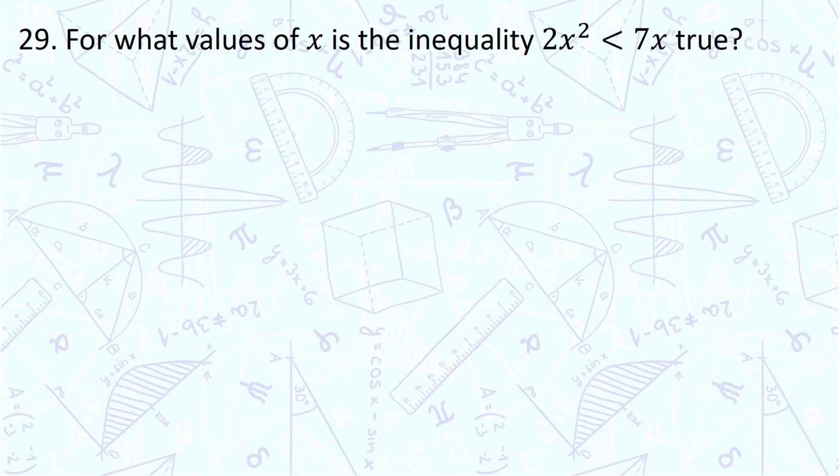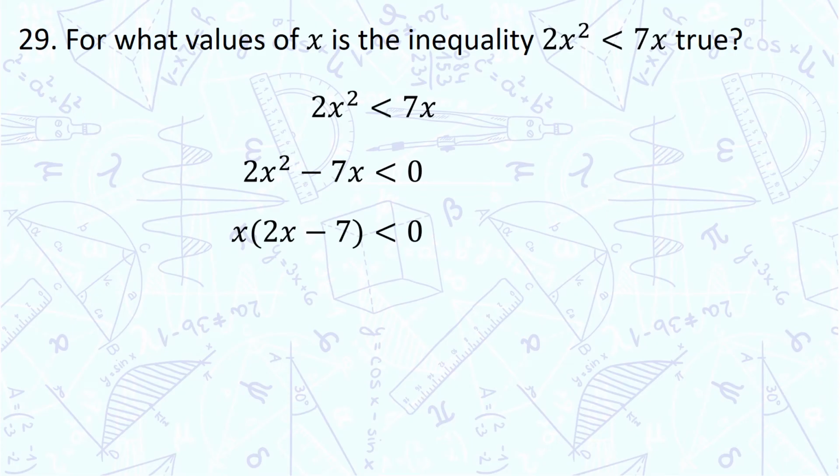29. For what values of x is the inequality 2x squared is less than 7x true? Subtract 7x from both sides. We have 2x squared minus 7x is less than 0. X is a common monomial factor. So we have x times the quantity 2x minus 7. Therefore, x must be greater than 0 but less than 7/2.